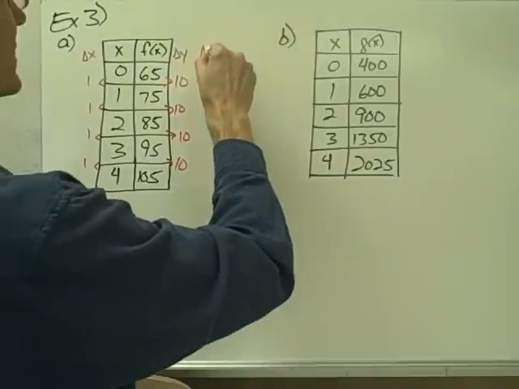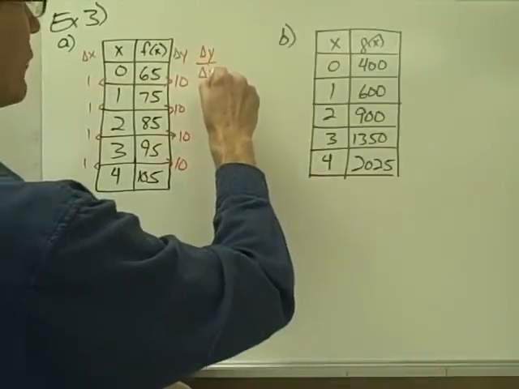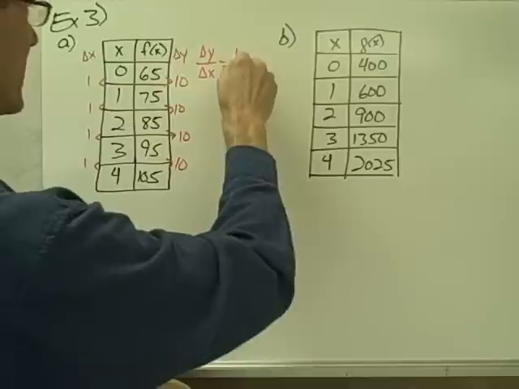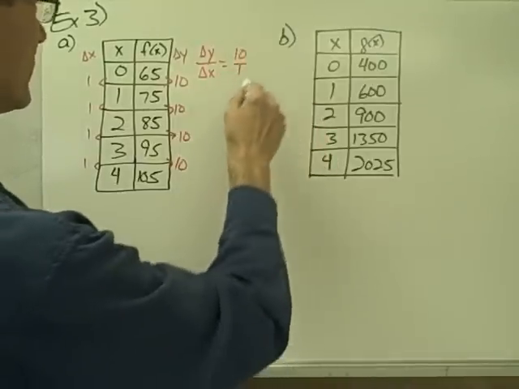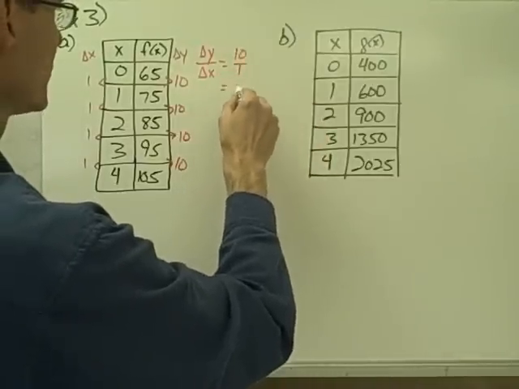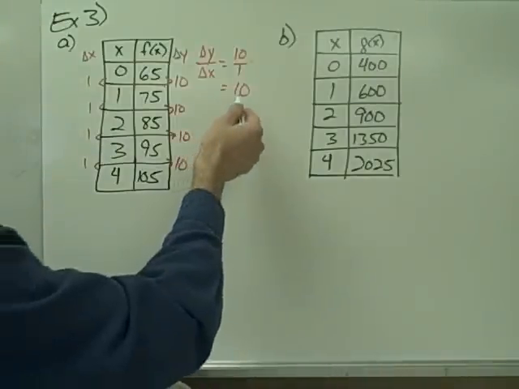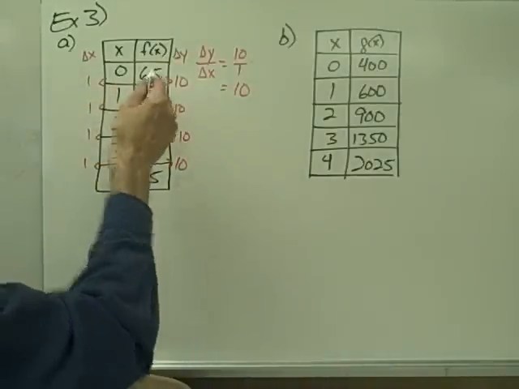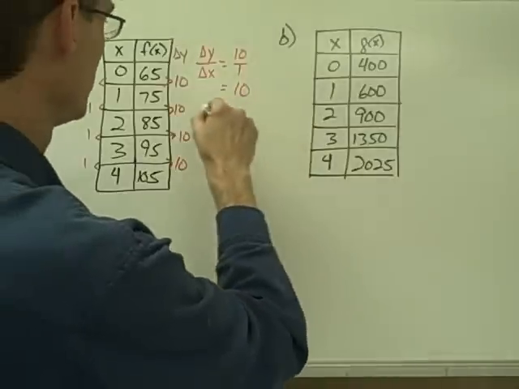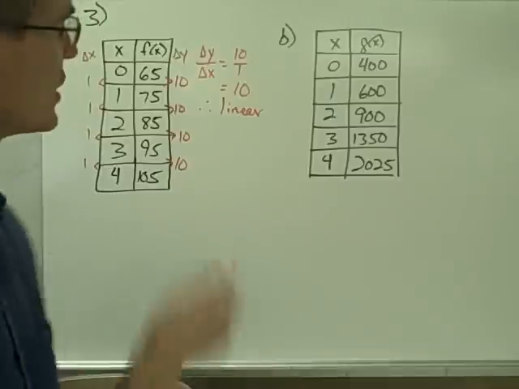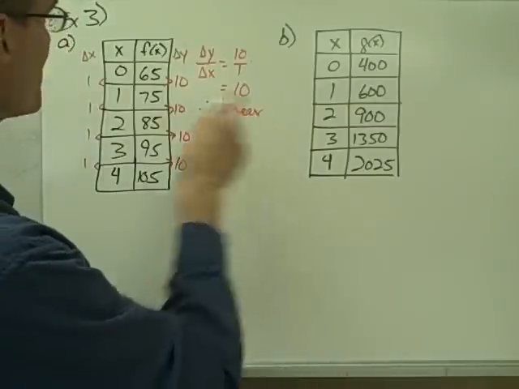So right away I can see that delta y over delta x is going to be constant for any pair of points. It's always going to be 10 over 1. So delta y over delta x equals 10. So in other words, I know what my slope is, and that makes this a linear function. So I know it's a linear function. I know the slope is 10.